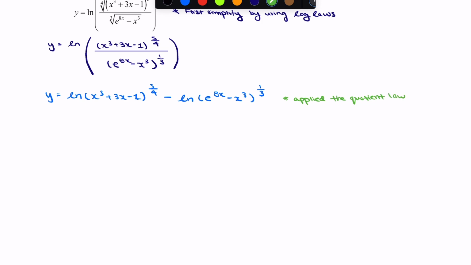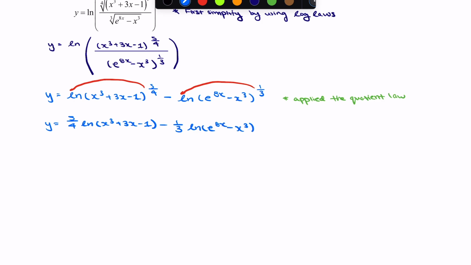The next thing we'll do is apply the power law, so we'll move the exponents from the top to the front. So we can rewrite this now as y is equal to 5 over 4 ln of x cubed plus 3x minus 1, minus 1 over 3 ln of e to the 8x minus x to the power 3. So here we applied the power law.